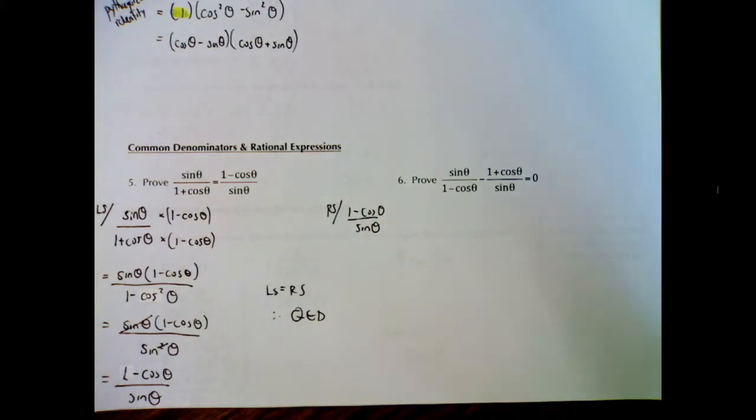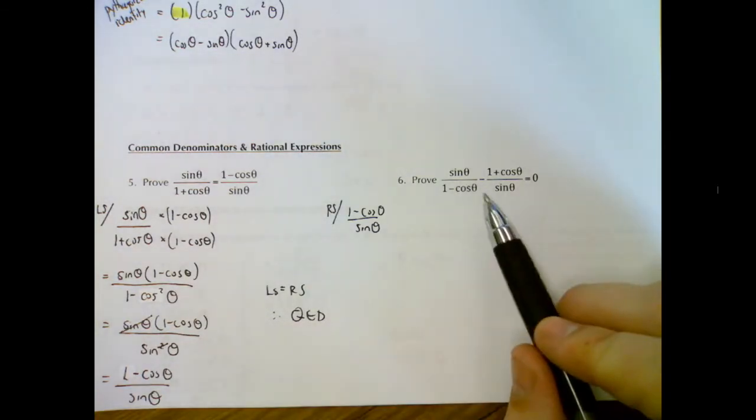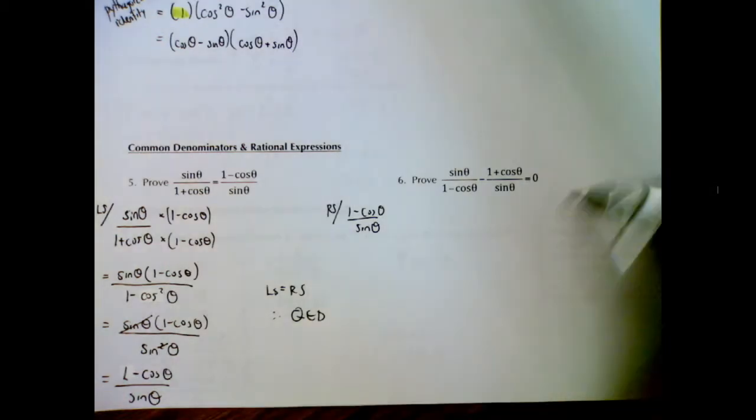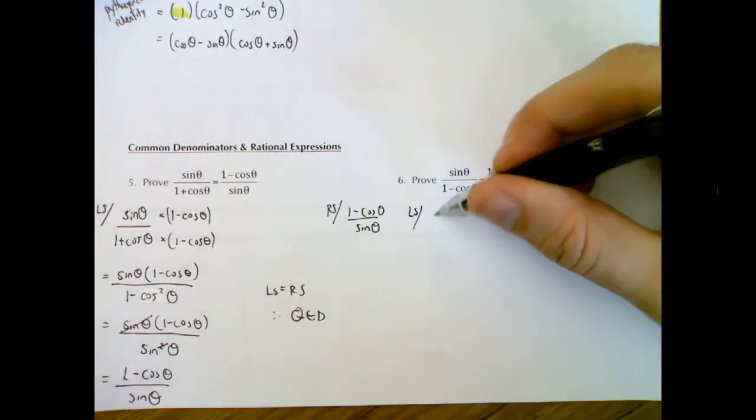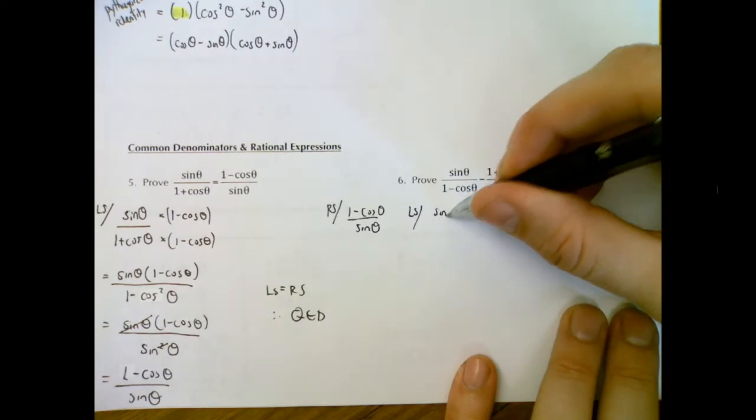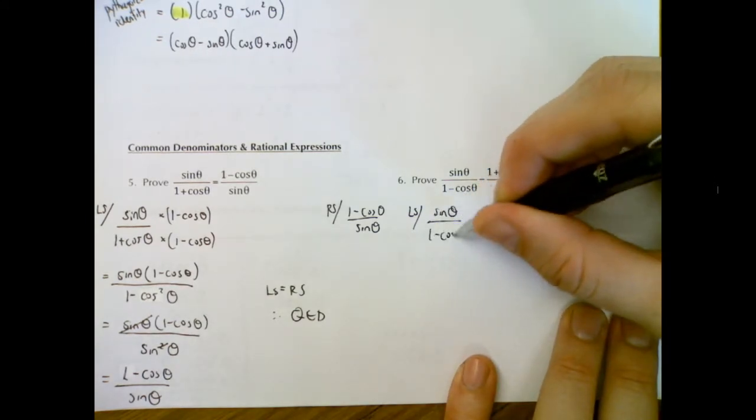And for 6, I'm going to get you to give that one a shot. The strategy you're going to use in this one is to create a common denominator. And you know what? Actually, I'm going to do this one really quickly with you right now. We want the left side to turn into 0. Left side: sine theta over 1 minus cos theta.